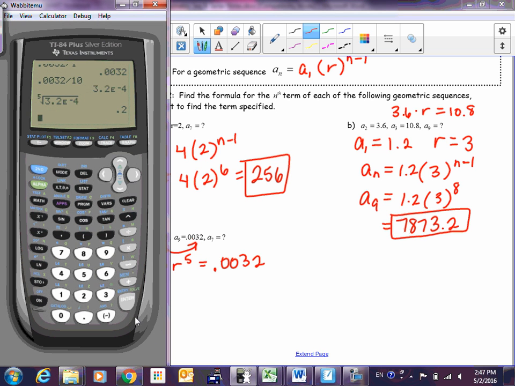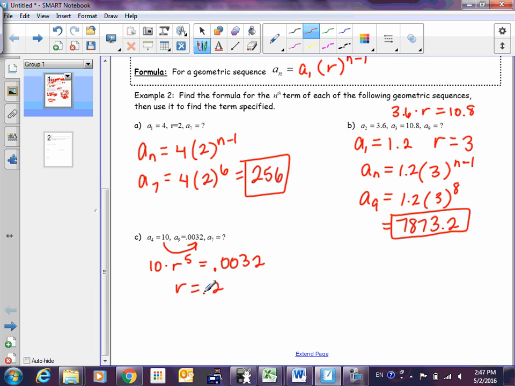Okay, the old way is you could have taken it to the 1/5 power, but you get 0.2. That's what r is, 0.2. You could have also done y1, y2, find the intersection. That works with pretty much any equation. All right, so all of that work to find r.